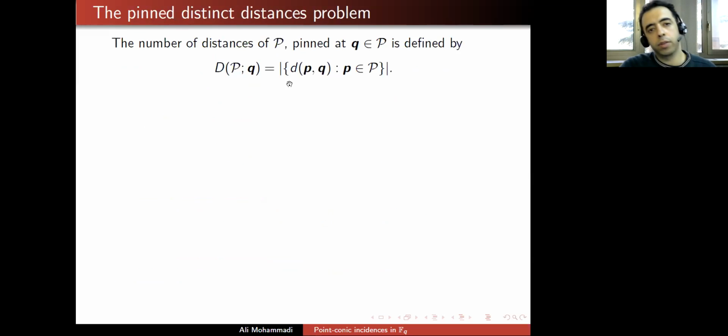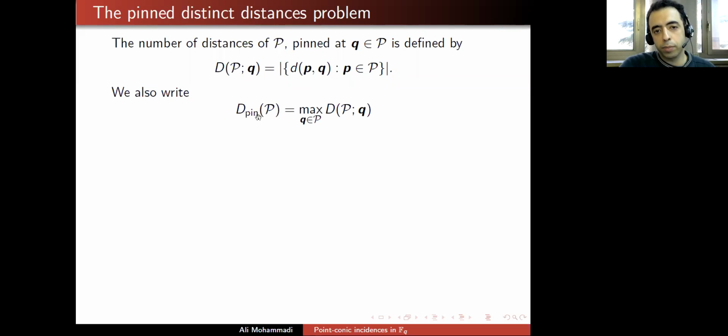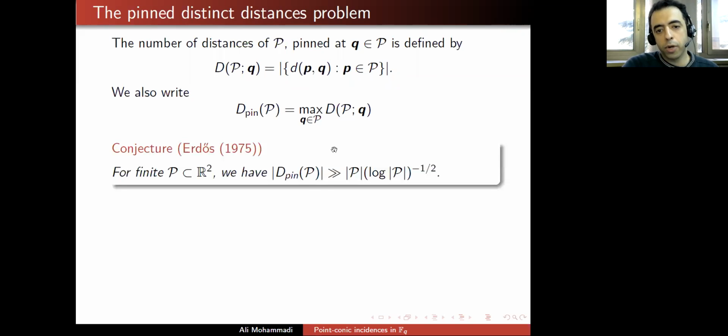You can also look at the pinned distances problem, which is the number of distances formed by points of P pinned at a fixed point Q. So this time we're not going through two tuples, we are taking one Q and looking at the distances formed by other points of P and Q. The pinned distance set is the maximum of d_Q as Q runs through P. Same conjecture as the first conjecture of Erdős can be asked about this pinned distances problem.